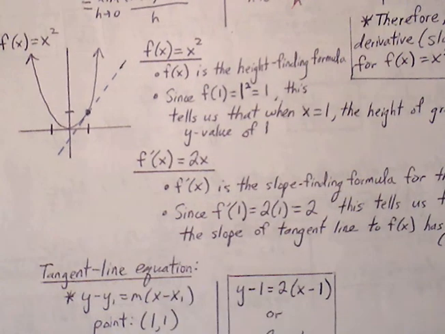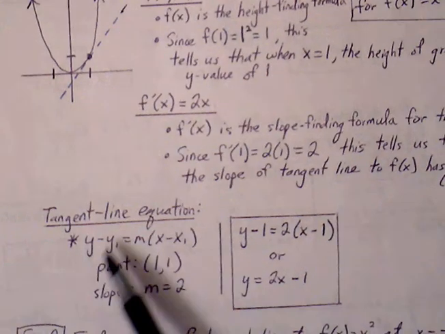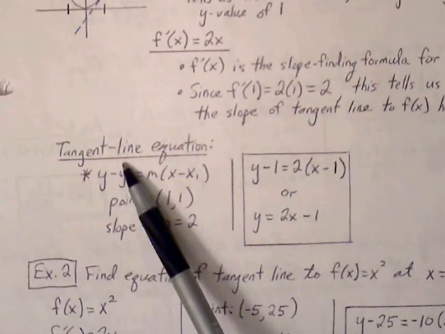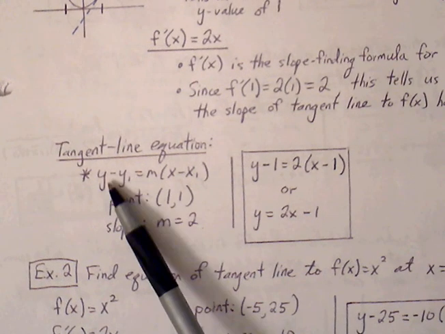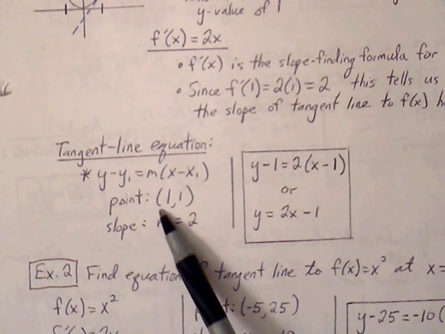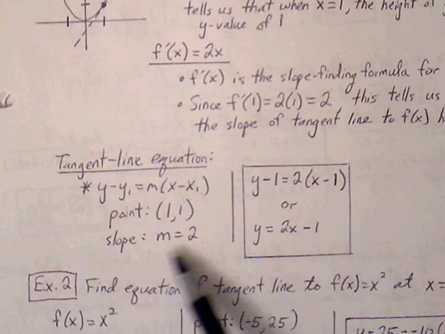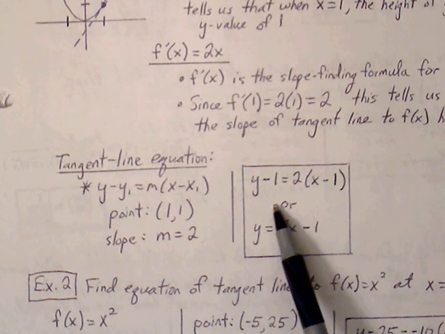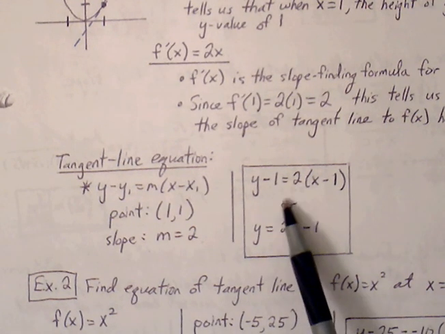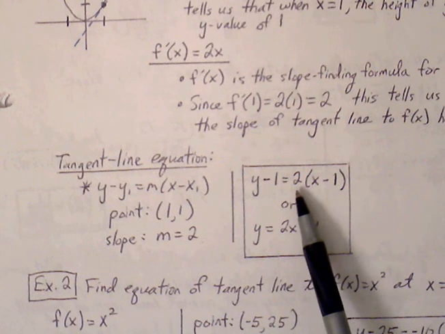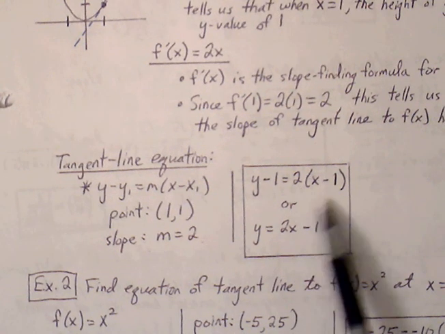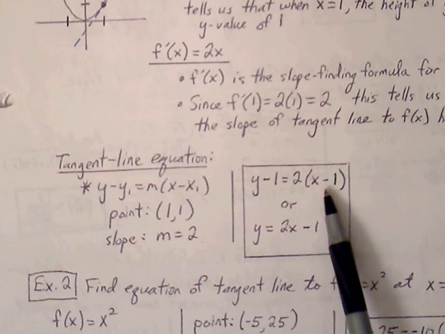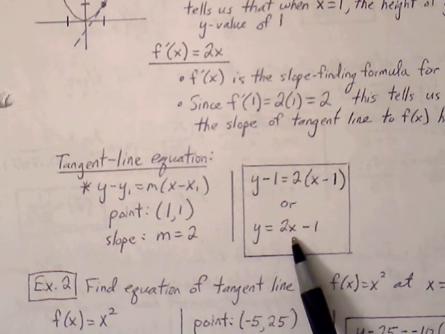Okay. Now, finally, if we want to write the tangent line equation, we just have to put it into point slope form. Our ordered pair is 1, 1. Our slope that we found was 2. So then we plug into our slope formula. y minus y sub 1. y minus 1 is equal to 2 times x minus 1. We can leave it in point slope form, which is the preferred form, or you can put it into slope intercept.